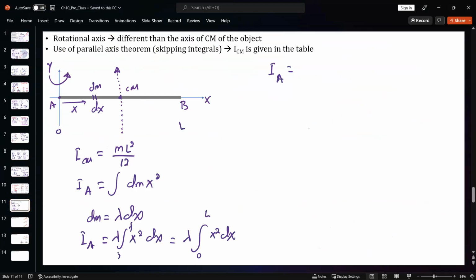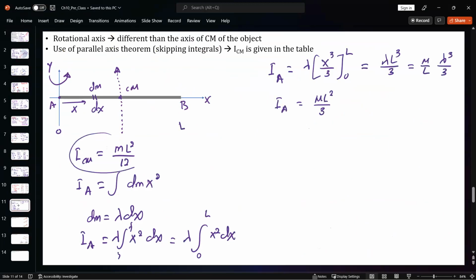I of A now is equal to lambda times x cubed over 3, and then the limits go from 0 to L, right? So this is going to end up lambda L cubed over 3, because 0 doesn't provide anything there. That part is 0. Then we know lambda is m over L. Then this is going to be L cubed over 3. One L cancels out. The result is mL square divided by 3 now. So earlier, I got mL square divided by 12 if it's orbiting around the center of mass point.